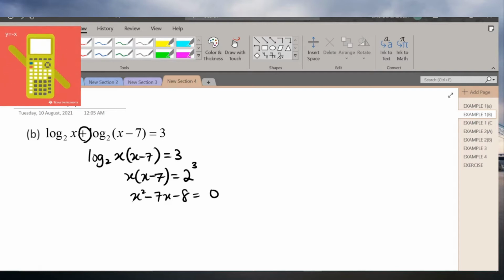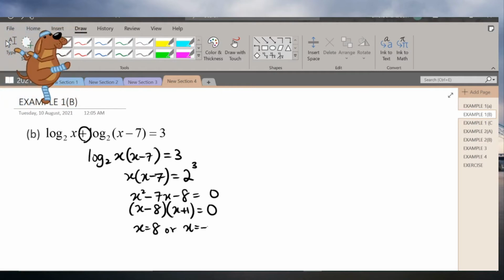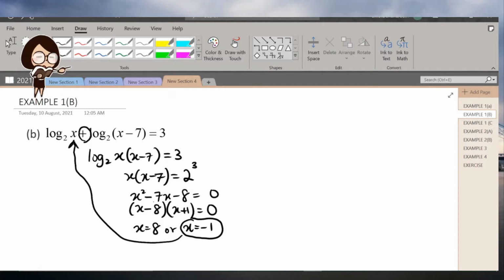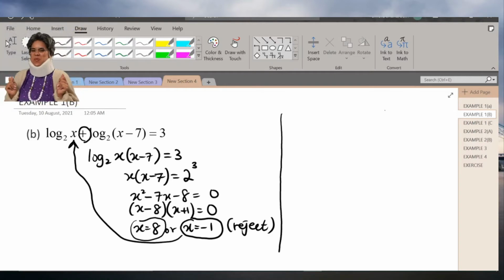As usual, when we have a quadratic equation, we factorize it and we will get (x minus 8) times (x plus 1) is equal to 0. So our answer is x equals 8, or x equals negative 1. Again here, you notice that for x equals negative 1, a negative number cannot be put into a log function. That means we can reject this answer, and the answer we will accept is x equals 8.